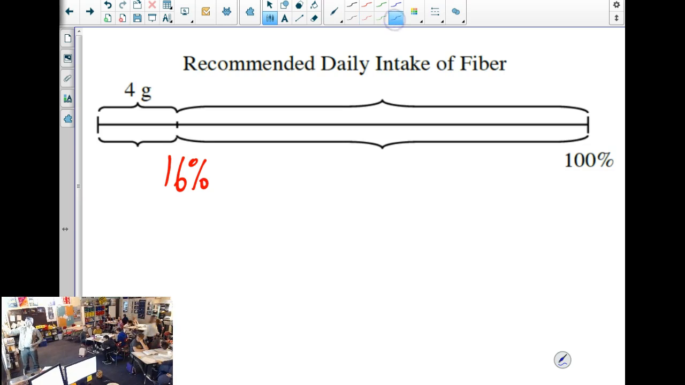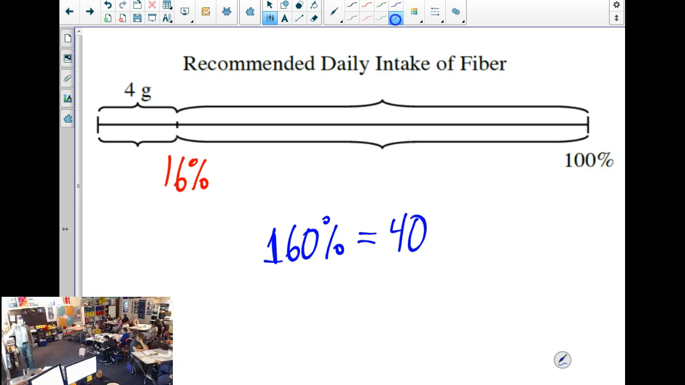So hold on. Kevin took a really cool way. So Kevin multiplied by 10 and figured out that 160% would be 40 grams. Are you with us? You don't have to write this down, but I want your brain processing with us. Then, so hang on. So Kevin, then what'd you do? Divided both by 4.